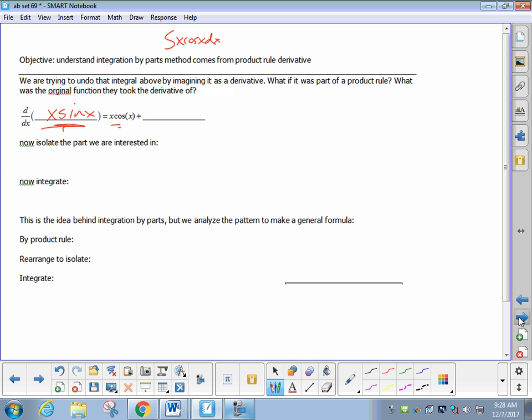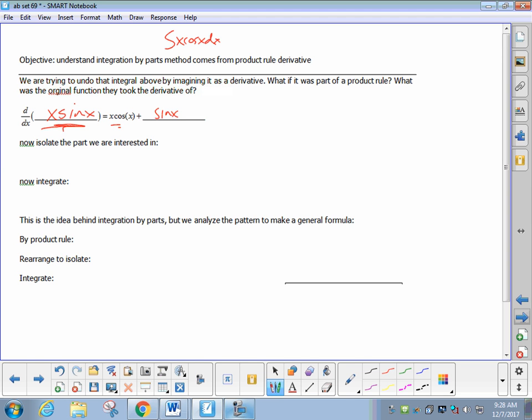If I took the derivative of x sine of x, then I would get first stays the same, derivative of the second, plus second stays the same, derivative of the first is 1, right? Do you agree with my product rule derivative? I do. Okay, cool.